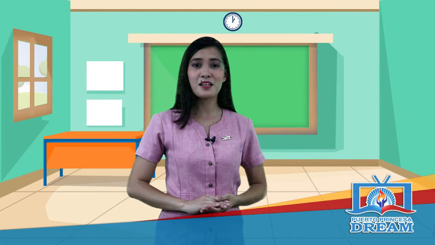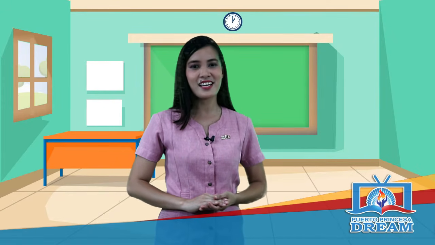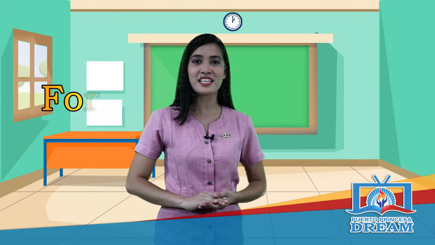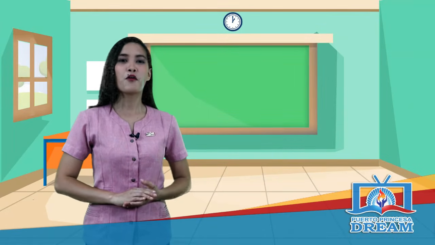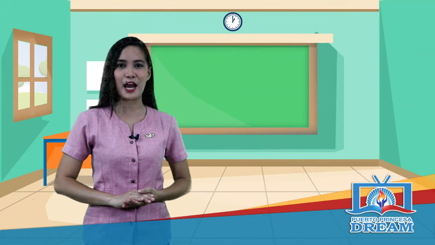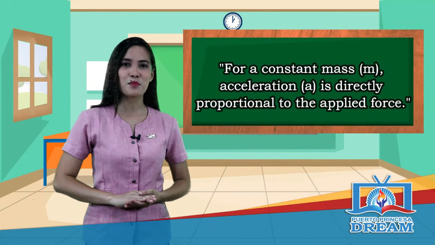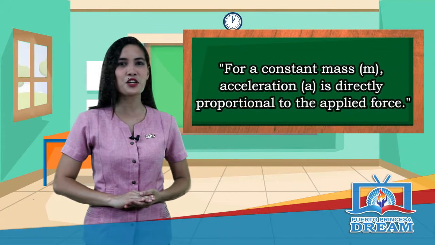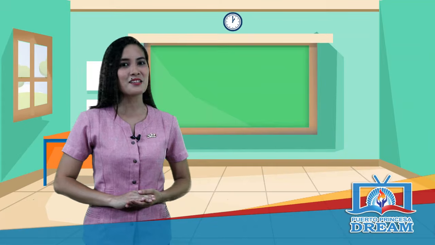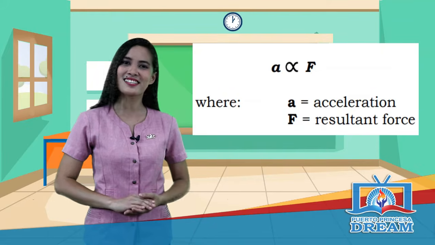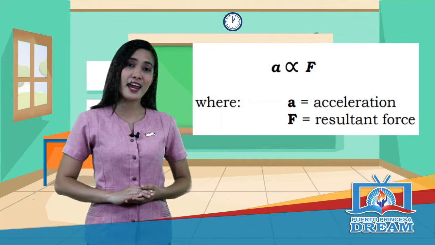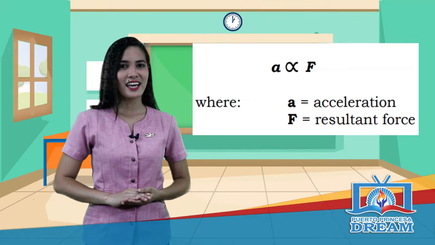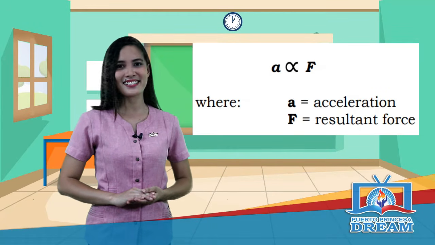In the given example, where the mass of the object is constant, infer the relationship between force and acceleration. The situation can be summed up as follows. For a constant mass, or small letter m, acceleration, or small letter a, is directly proportional to the applied force. Mathematically, it can be expressed as a is directly proportional to F, where a is acceleration and F is resultant force.